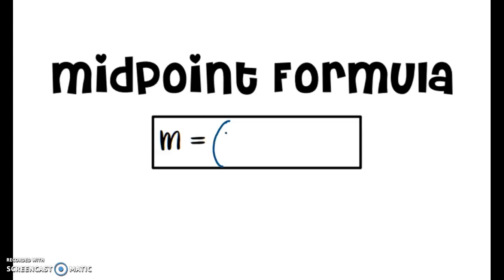So in parentheses, I have x1 plus x2 all divided by 2. You're basically finding the average of the x's. Then do the same thing with y1 plus y2 all divided by 2. And that's going to create your two coordinates for your midpoint.